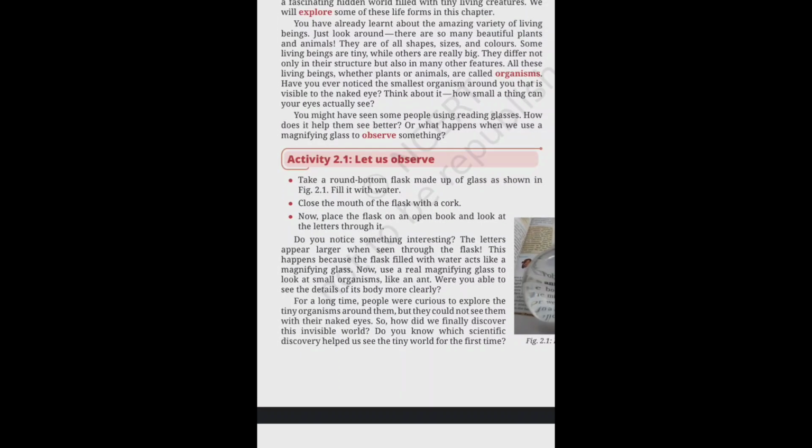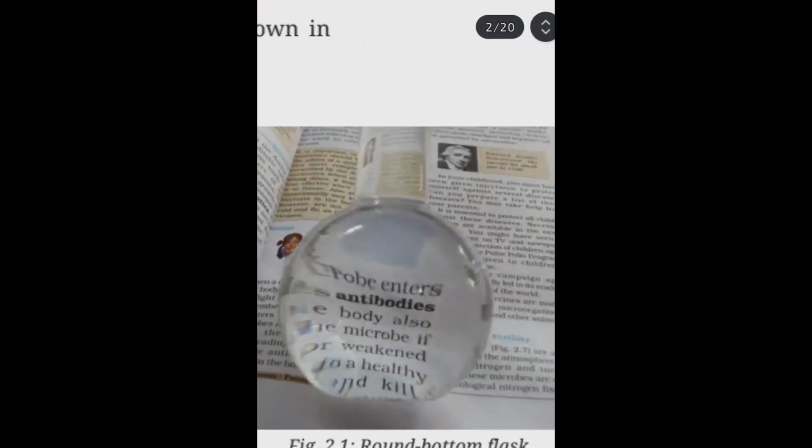Now next we are going to explain an activity. Let's observe. Take a round bottom flask made of glass and fill it with water. Here in this picture you can see a round bottom flask. The bottom side of the flask is round, that's why it's called a round bottom flask, and it is filled with water. Behind this flask you can see a textbook kept. It is your old class 8 textbook. When you look through this glass you can see that the letters seem bigger in size. So this flask filled with water is acting as a magnifying glass. And if you look through this glass at an ant, you will be able to see the ant very clearly. The different parts of the ant can be seen very clearly.